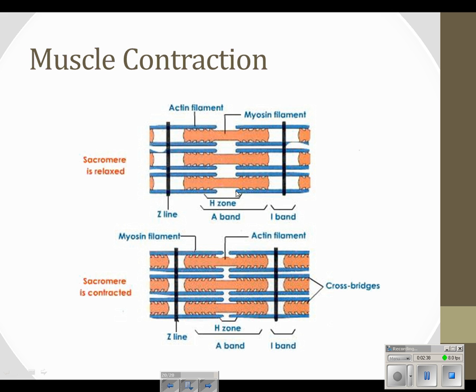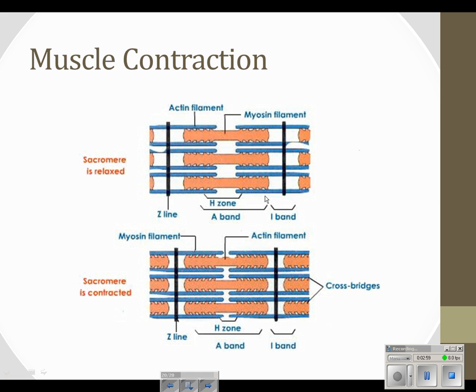The one part of the sarcomere that does not contract is the A band. Okay, so that's this section here. So it actually does not contract. And then what happens is the myosin head is actually going to pull the actin filament, and that is going to cause the muscle to relax.